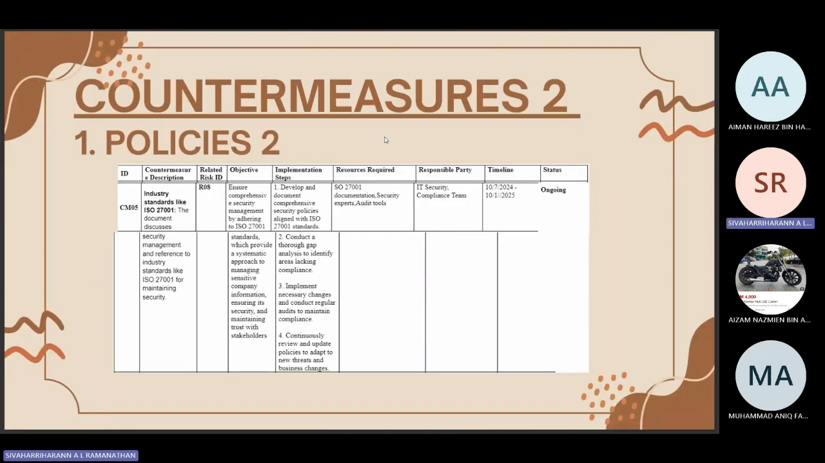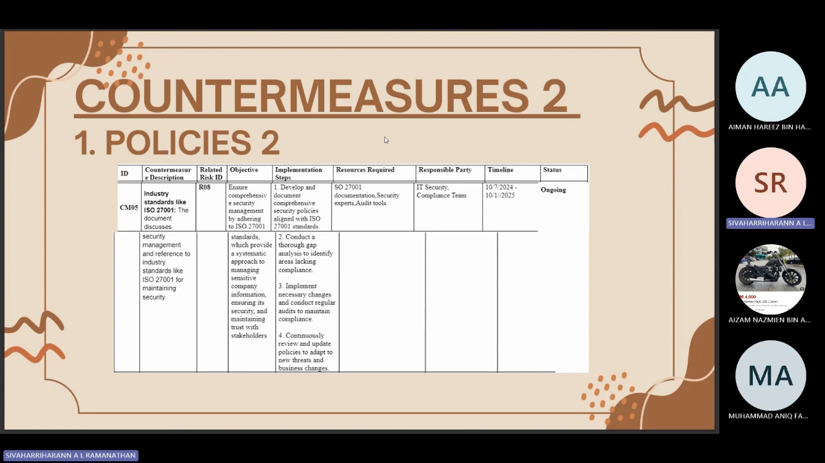So now we are going to see about the countermeasures. We start from the policies, which is to ensure comprehensive security management by adhering to ISO 27001 standards, which provide a systematic approach to managing sensitive company information, ensuring its security, and maintaining trust with stakeholders. This involves developing and documenting comprehensive security policies aligned with ISO standards, conducting a thorough gap analysis, implementing necessary changes, and conducting regular audits to maintain compliance.